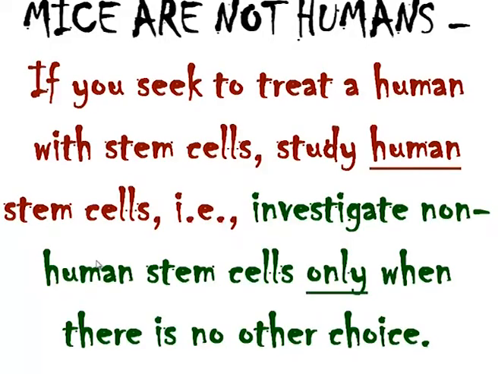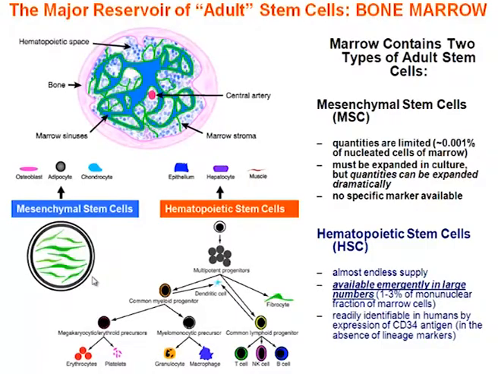As a general point, I want to emphasize, mice are not humans. It seems like something we would take at face value, but so many of our colleagues in science will do a mouse study and then claim that this is translatable to the human condition. It is not translatable. If you seek to study a human disease, especially a stem cell disease, then get human stem cells. Study the human biology. Investigate non-human stem cells only when there is no other choice. Well, in this case, we have a good choice because we can get the mesenchymal stem cell from the marrow and the fat, in fact, of a human.